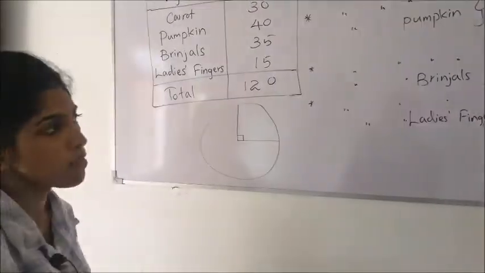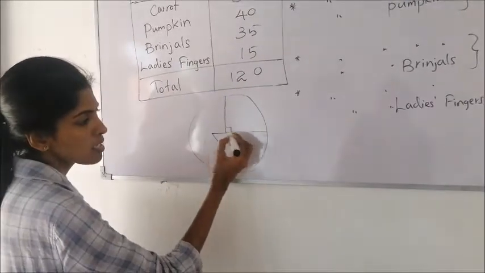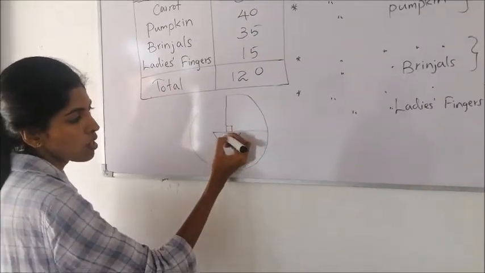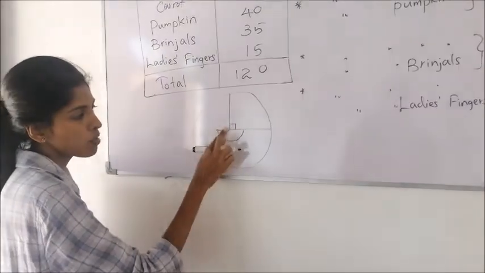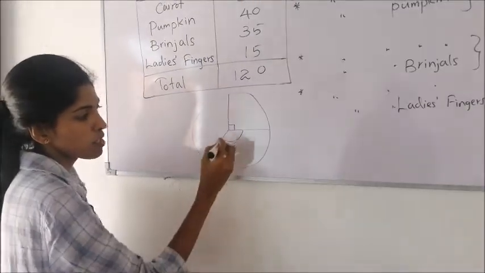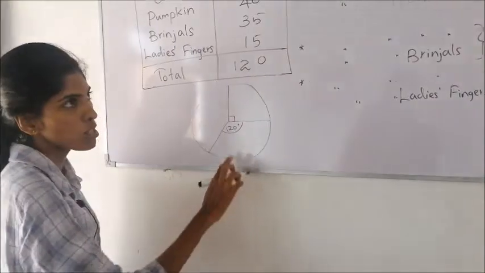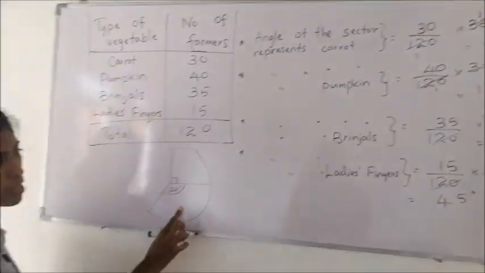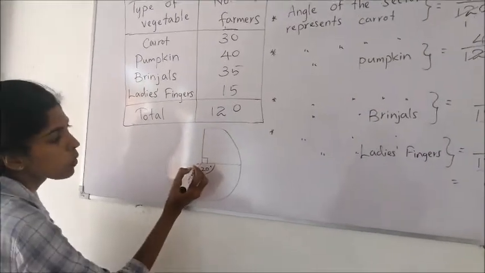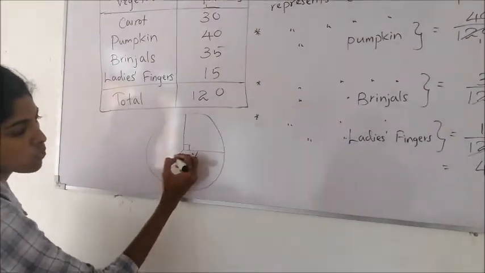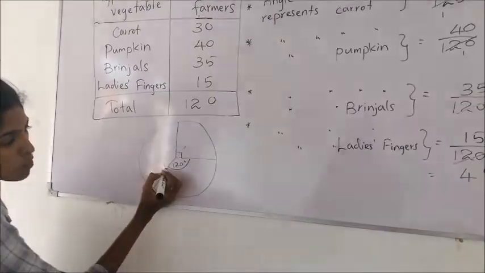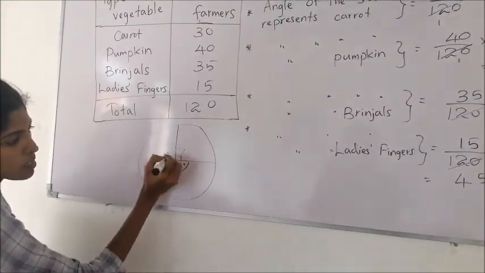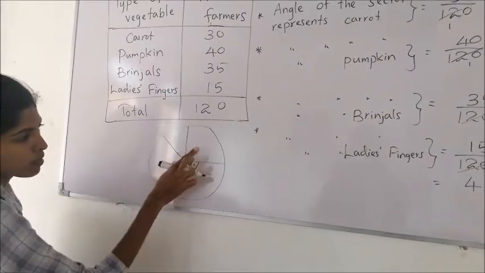The next one is 120. Keep the protractor like this, 120 from zero measure. From zero measure, mark 120, then remove the protractor. This is 120 degrees. It represents the farmers who grow pumpkin. The next one is 105. There also keep the protractor in this way. From 0 start. Then at 105 you can stop.